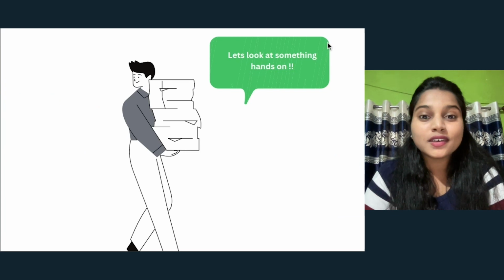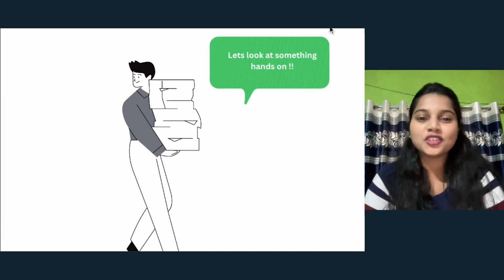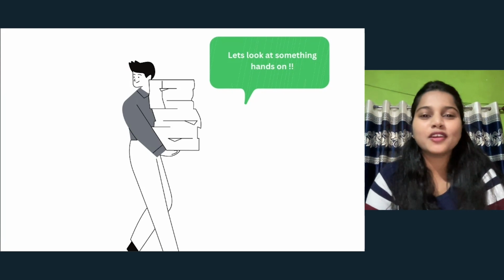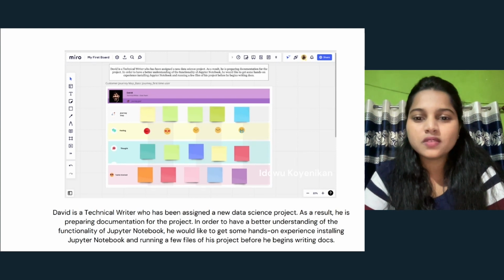Moving forward, here we have something to look at hands on, which I have already done, and we'll be having a look at the sample journey mapping templates that I have worked on.